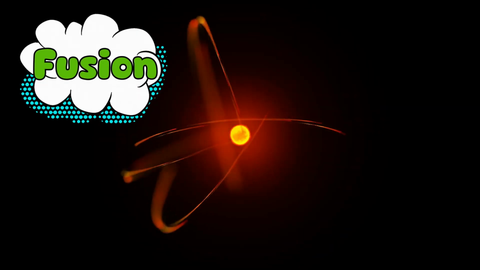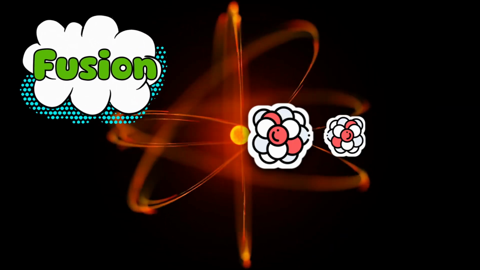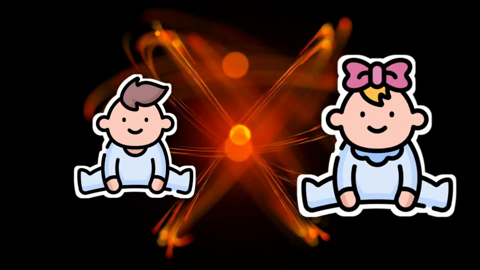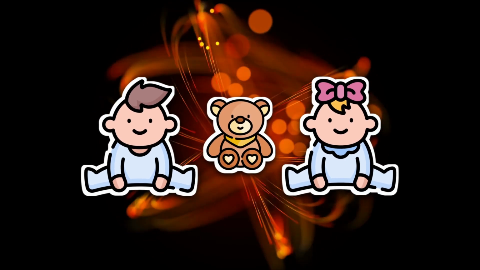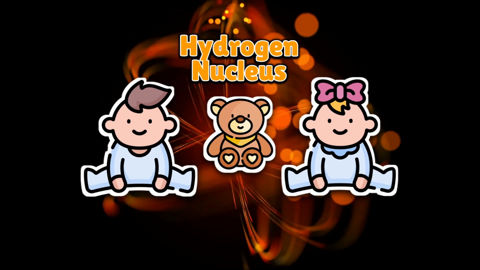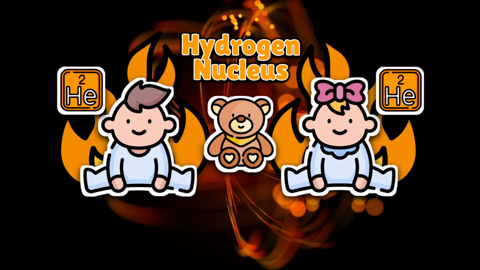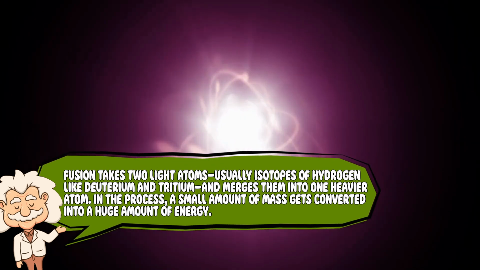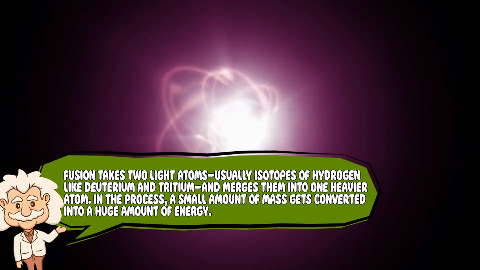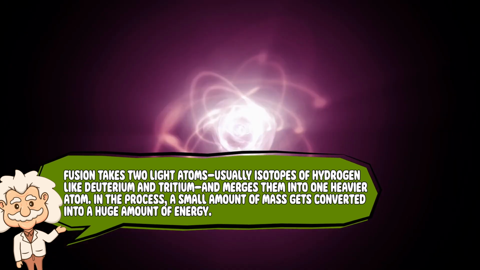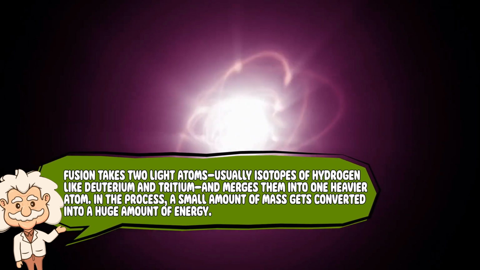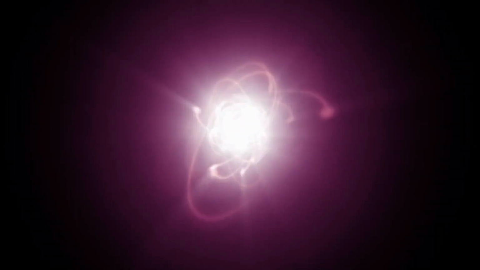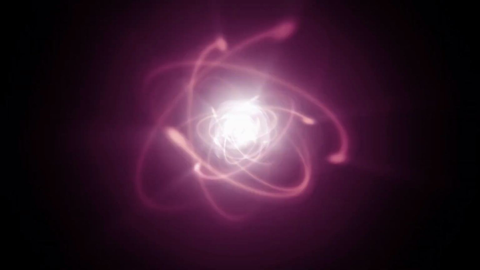Now, fusion is the exact opposite. Instead of splitting atoms, we smush them together. Think of it like forcing two toddlers to share a toy, except the toy is a hydrogen nucleus and the toddlers are about to turn into helium and burst into flames. Fusion takes two light atoms, usually isotopes of hydrogen like deuterium and tritium, and merges them into one heavier atom. In the process, a small amount of mass gets converted into a huge amount of energy, like this could power a city or vaporize it kind of energy.